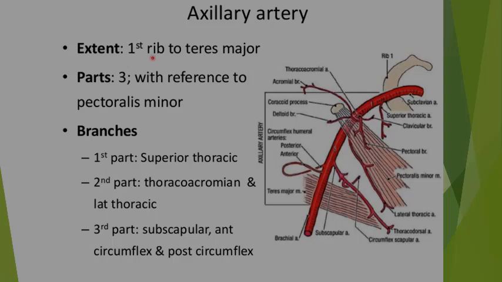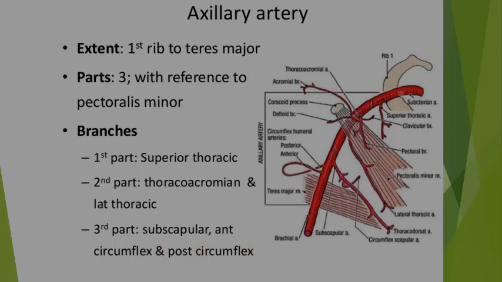The extent of it starts from the first rib to the teres major. It has three parts with reference to pectoralis minor. Branches into three parts. The first part is superior thoracic. The second part is thoracoacromial and lateral thoracic. The third part is subscapular and anterior circumflex and posterior circumflex.